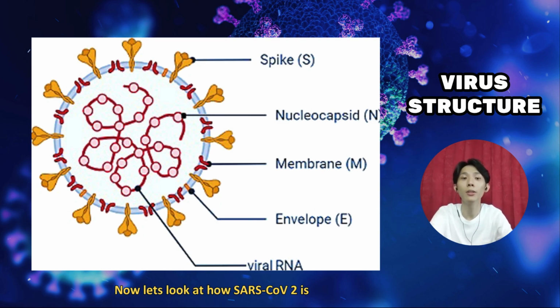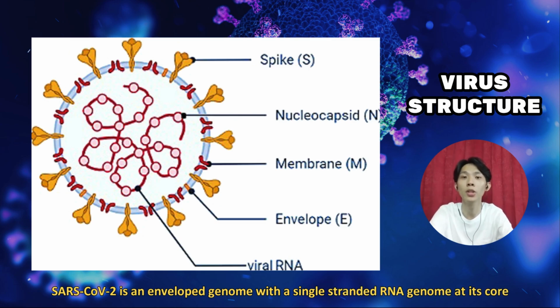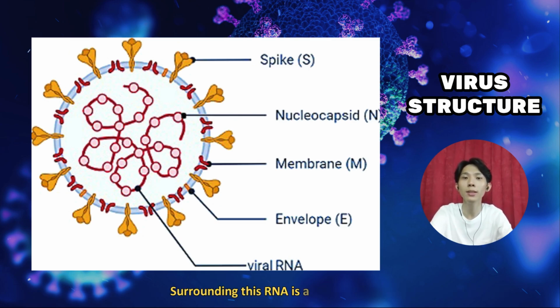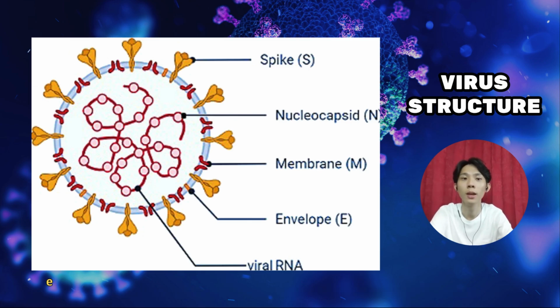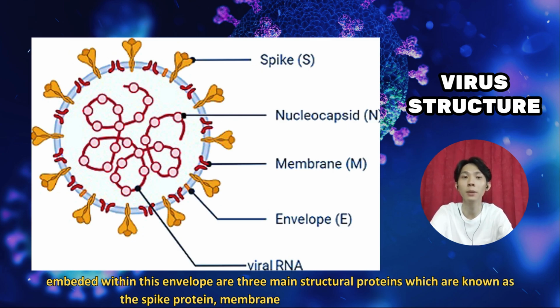Now let's look at how SARS-CoV-2 is built and how it enters our cells. SARS-CoV-2 is an enveloped virus with a single-stranded RNA genome at its core. Surrounding this RNA is a lipid envelope, which is a fatty layer that protects the virus and helps it fuse with the host cell. Embedded within this envelope are three main structural proteins, which are known as the spike protein, membrane protein, and envelope protein.